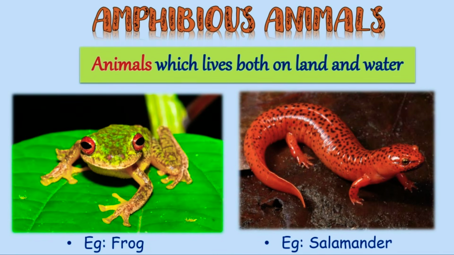What are amphibious animals now? There are some animals which live both on land and water. These types of animals are known as amphibious animals. For example, frogs and salamander. They live both on water and on land.